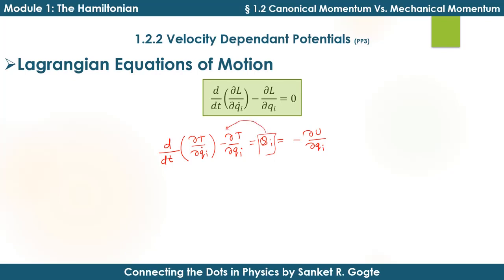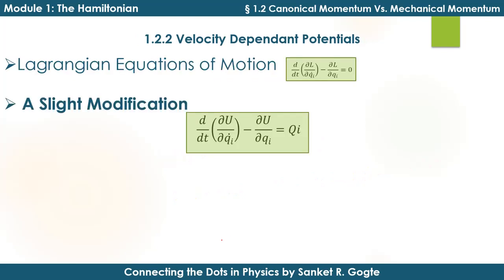of motion. Now it may happen that this U, which is potential energy, is not simply a function of Q and T. It could happen that this U is a function of Q, Q dot and T, and when it happens this is called velocity dependent potentials. When this happens, you can slightly modify the Lagrangian equation of motion and write it in this way.